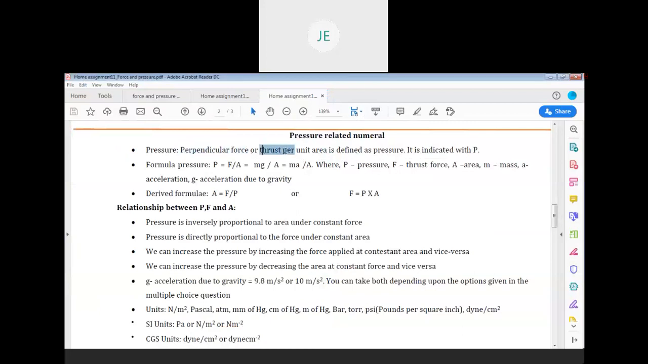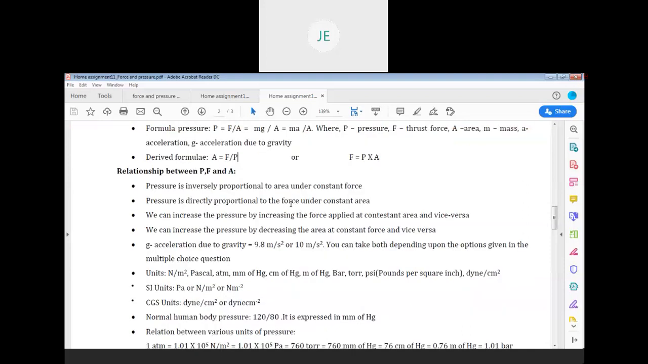Pressure is nothing but a perpendicular force or a thrust force per unit area is defined as a pressure. And it is indicated with P. Formula for pressure is P is equal to F by A or mg by A or ma by A, where small a is the acceleration, capital A is the area, m is the mass, g is the acceleration due to gravity, F is the force, thrust force especially, A is the area, P is the pressure. From this formula we can also write A is equal to F by P or F is equal to P into A.